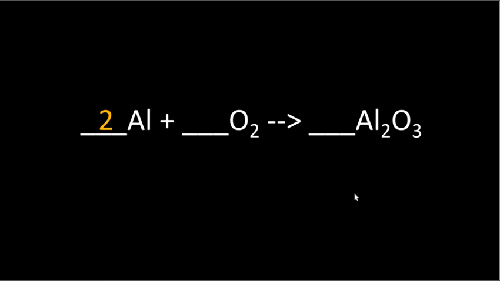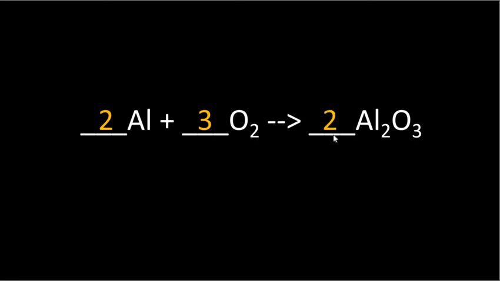Now, that tends to make people panic. All you need to do is think of the smallest number that they will both multiply into. And 3 and 2, the smallest number is 6. So in order to make the 2 go into 6, I multiply by 3. In order to make the 3 go into 6, I multiply by 2.